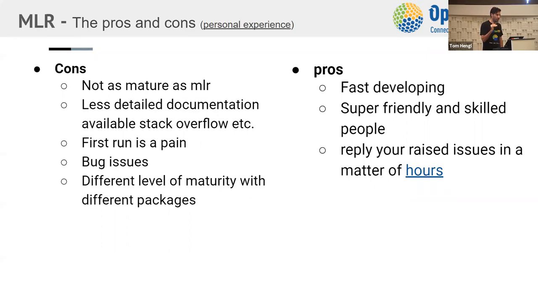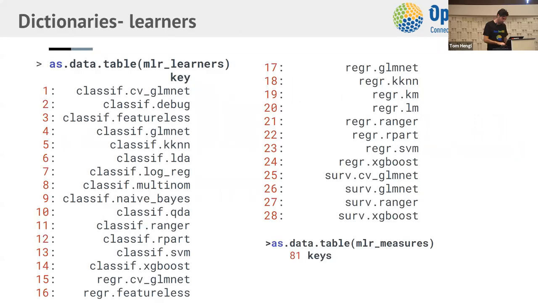So unfortunately, I can't run the demo, but here I brought an example of how it works. For example, if you want to know what learners are there, you simply say as.data.table of mlr_learners, and you can see the keys. For now, they have 28 different learners that you can see here.